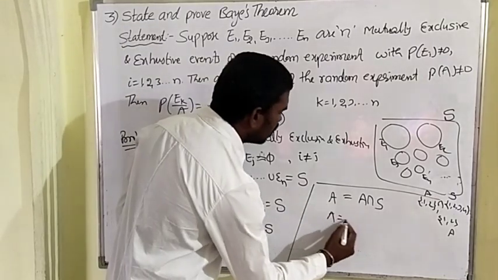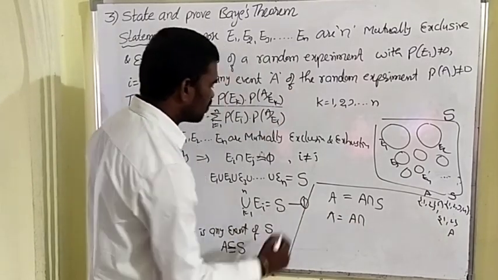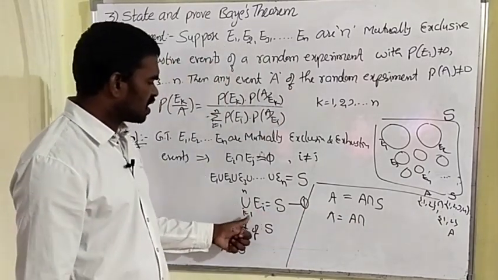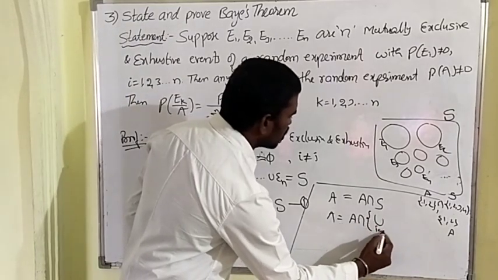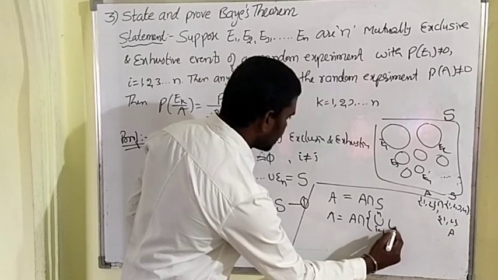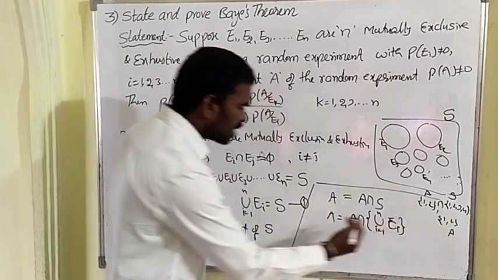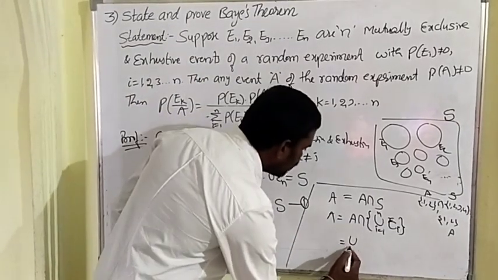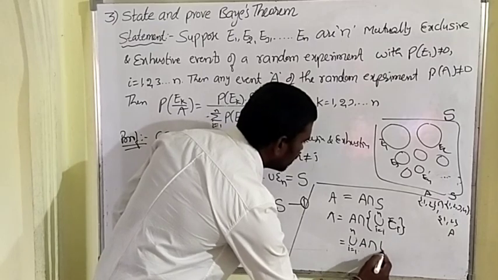Then A equal to A intersection S, here it is taken as equation 1. S means union i equal to 1 to n of Ei. So S means union i equal to 1 to n of capital Ei. So I am taking the union outside. So union of i equal to 1 to n of A intersection Ei.